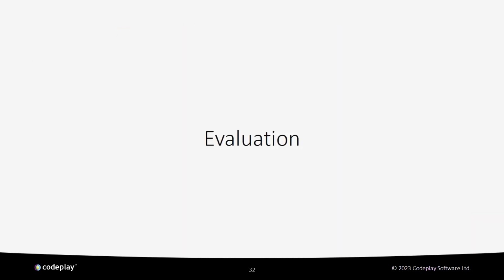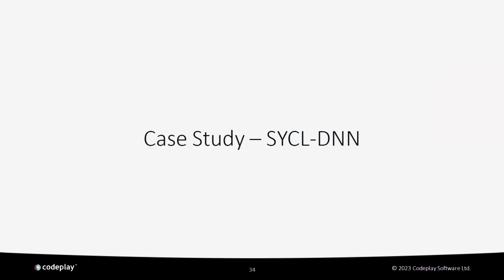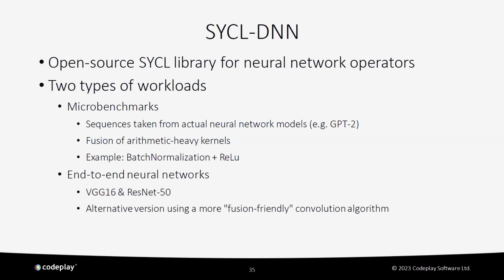Okay, performance evaluation. The numbers that we are giving here belong to the ComputeCpp implementation, not to the new DPC++ implementation, and we basically use the system for evaluation. The first case study is SYCL-DNN. SYCL-DNN is a deep neural network library implemented at Codeplay, and we are using two kinds of benchmarks here: micro benchmarks, so sequences that we took from actual models, which are arithmetic heavy, and sequences that we analyzed and found we can fuse together, for instance, batch normalization and ReLU nodes. And also we have benchmarks for full neural network runs.